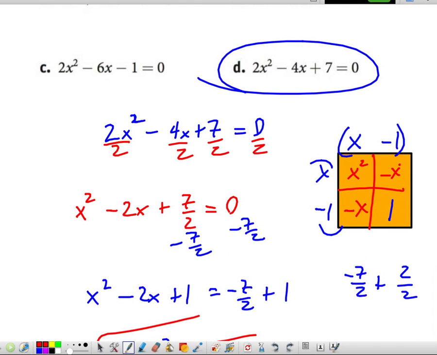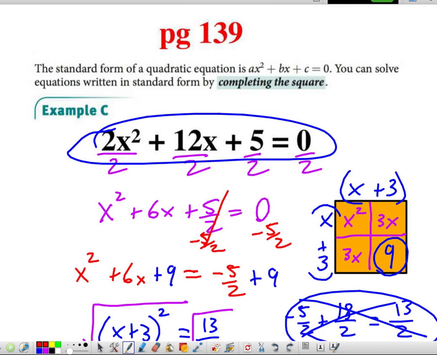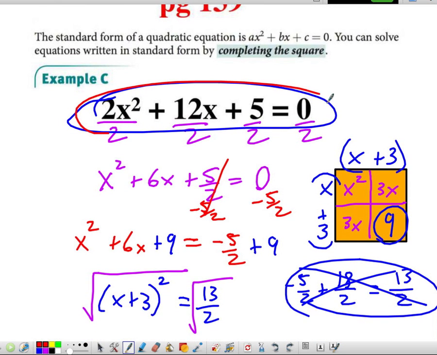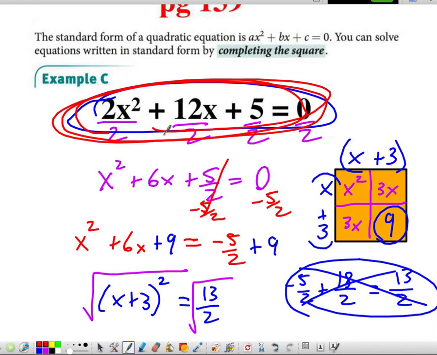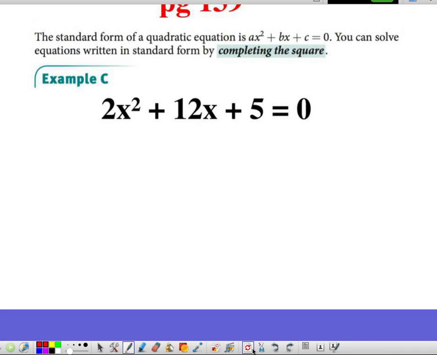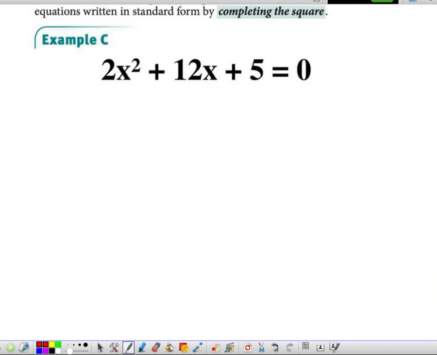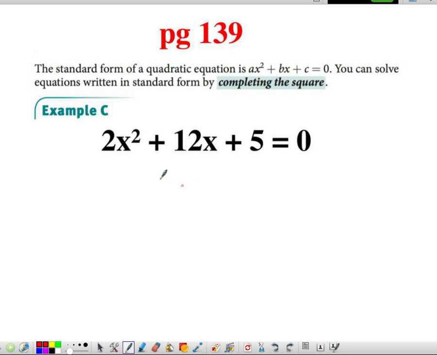Now, one thing I want to do is I want to do this again, but let's not use the diagram. Let's solve this without using the diagram. Well, how would we be able to do that without the diagram?